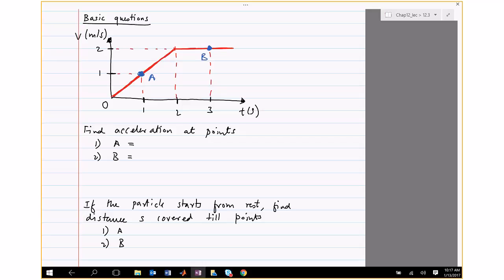What's the acceleration? What's the formula for acceleration? It is dv dt. So here's the hint. Acceleration is dv dt, so all you've got to do is find the slope of the velocity time graph at point A and point B. Now can you do that? Solve the question. So anybody got the answer for part A?